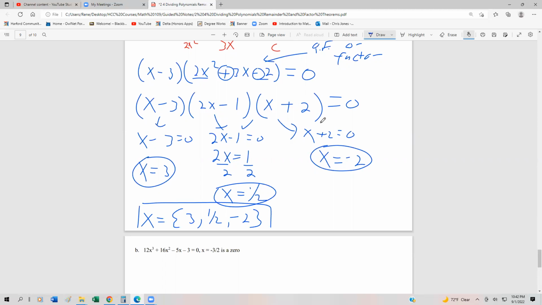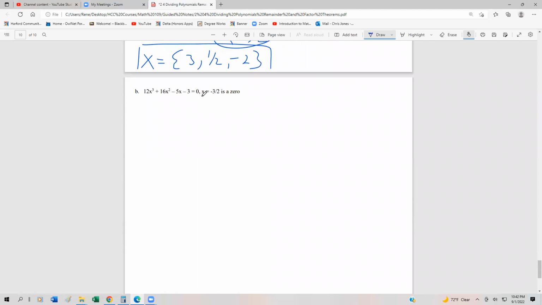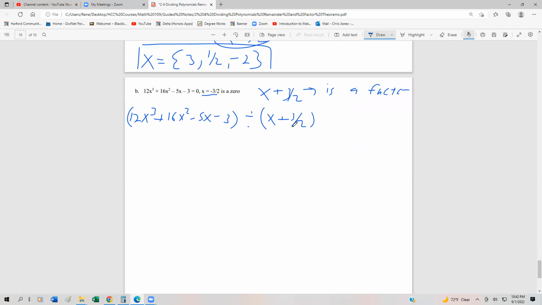One final example of this, exact same thing that we just did. This time we're saying that x minus -3/2 is a 0, or x equals -3/2 is a 0. And so that means that x plus 3/2 is a factor, right? And so what we could do is rewrite this problem as 12x cubed plus 16x squared minus 5x minus 3, and then we could divide that by x plus 3/2. Now, I know you're looking at this and you probably don't like the 3/2, okay, but it's okay. We can still use synthetic division on this, okay?